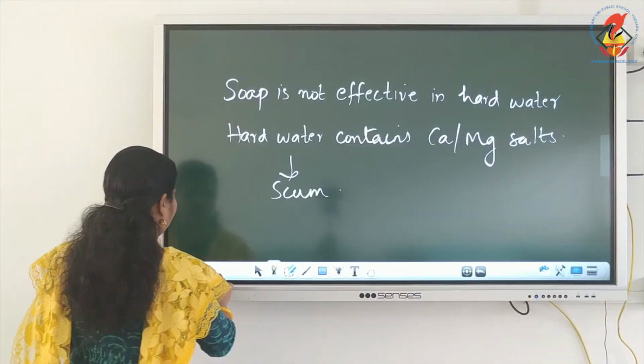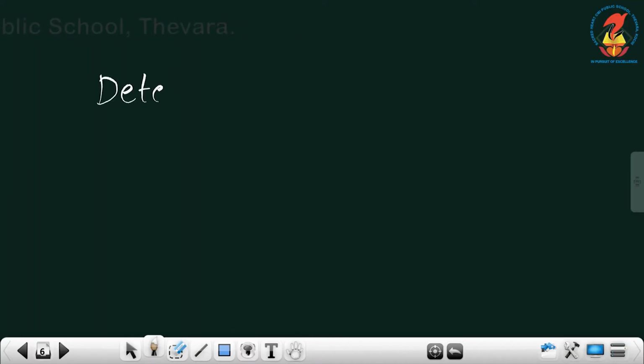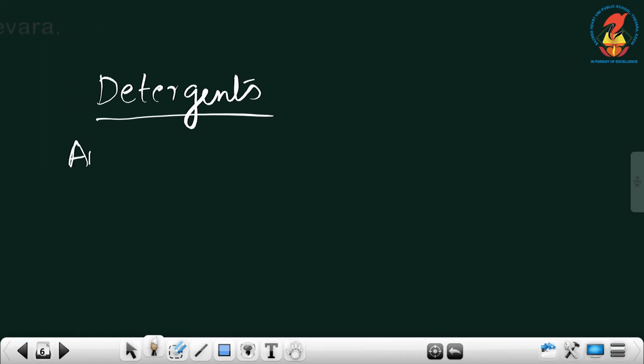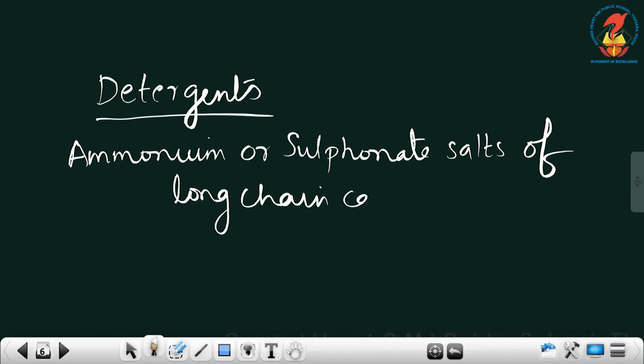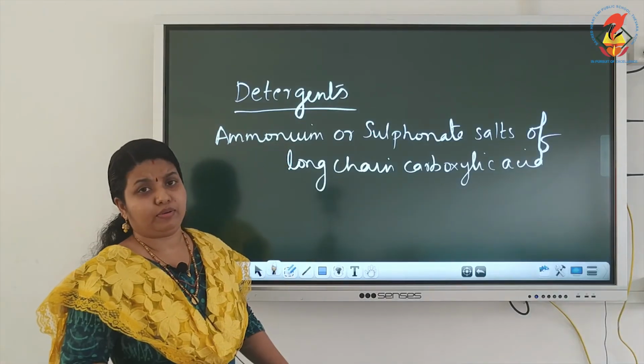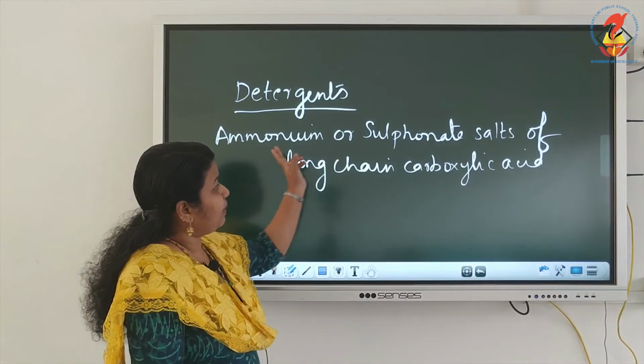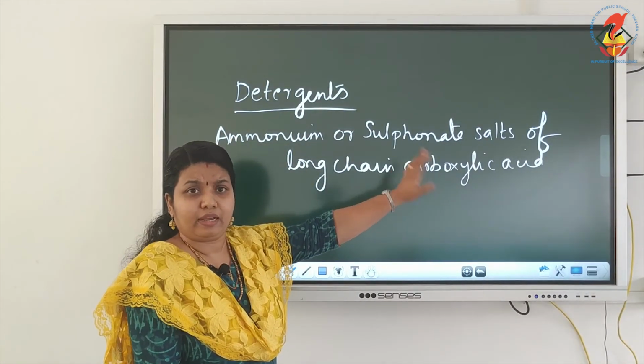So, this problem can be overcome by making use of another class of compounds known as detergents. Detergents are ammonium or sulfonate salts of long chain carboxylic acids. So, what are soaps? Soaps are sodium or potassium salts of long chain carboxylic acid. Detergents are ammonium or sulfonate salts of long chain carboxylic acid.